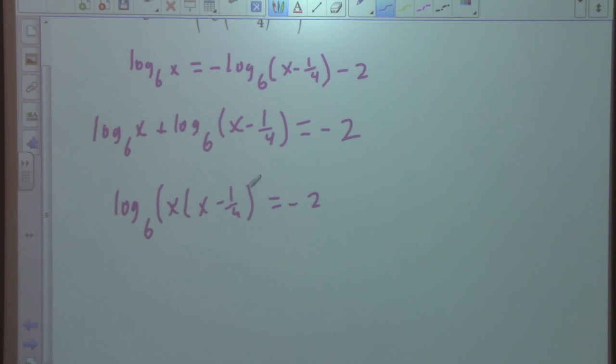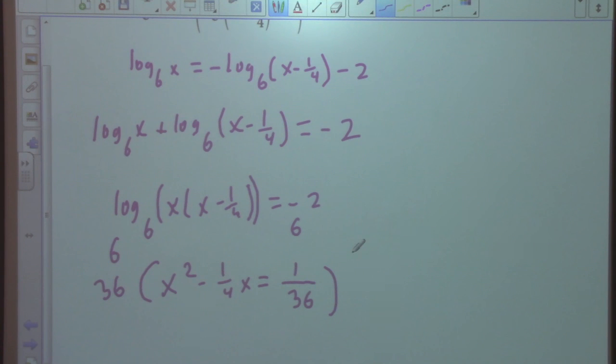Okay, power of 6, right? So that cancels, so we have x squared minus 1/4 x. And what is going to be 6 to the negative 2 power? It's going to be 1 over 36, that'd be 1 over 6 squared. So what can you do to solve this? Multiply by 36.